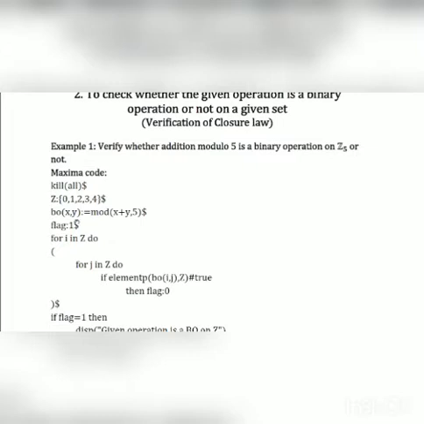I don't want to display this, I just want to execute it. So I've assigned it. Your Z is a set assigned with this value, and it executes, but the output will not be displayed. And I'll write the binary operation. I'd given the name BO, binary operation of X and Y. And what is the binary operation? It is addition modulo 5.